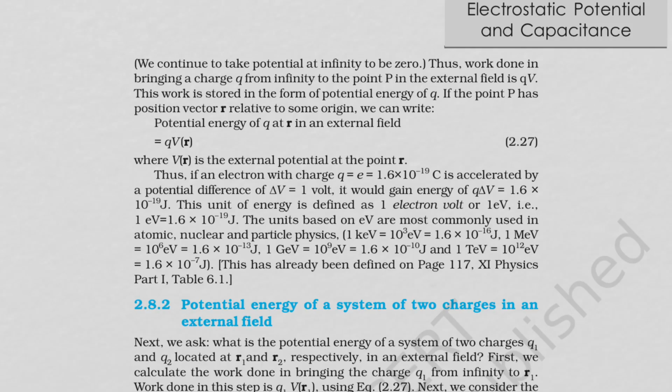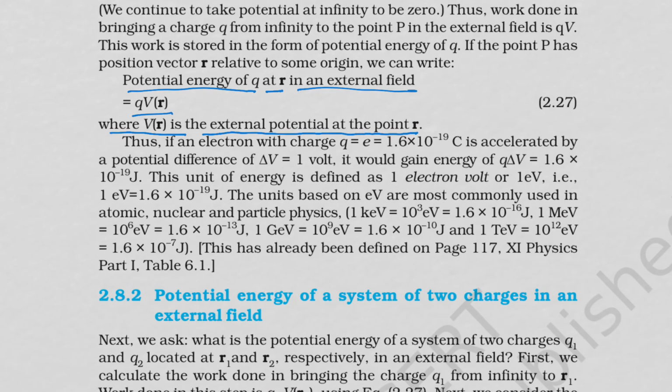So according to the NCERT book, the potential energy of Q at R, vector R, in an external field is Q into V at R, where V at R is the external potential at the point vector R. This is all the build-up of the concept which we have already covered. So if you find any confusion, if you really don't understand something, you can always go back to the previous section, the previous video, and then it will be all right for you. Okay, let's move ahead.